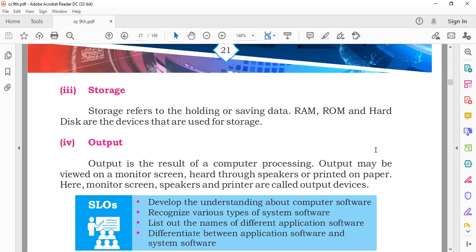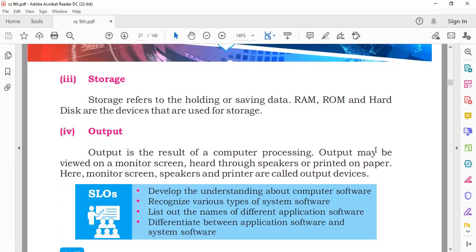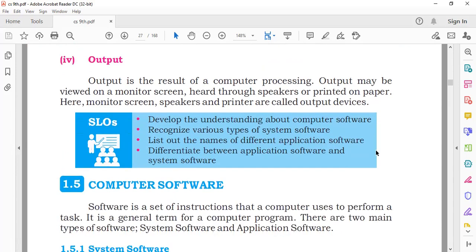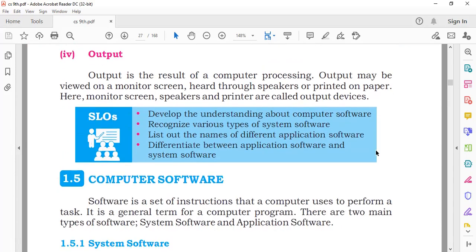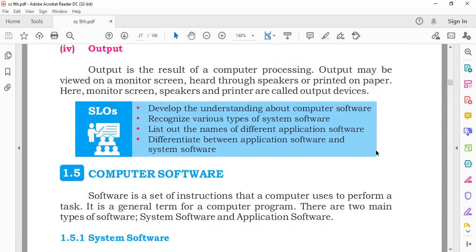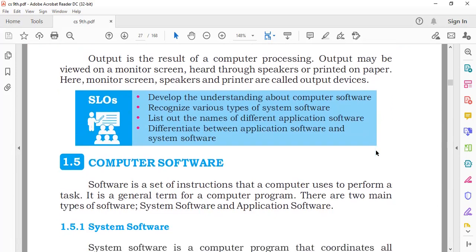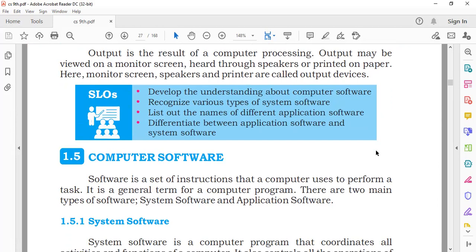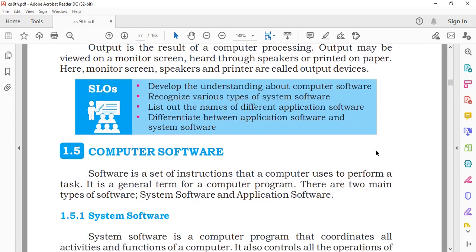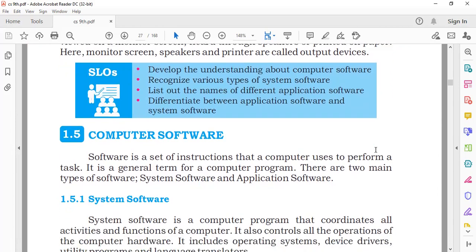So storage. Storage refers to holding or saving your data, and the RAM, ROM, and hard disk are the devices used for storage. Again, the output is coming. Output is the result of your processing, which you can get in the form of a soft copy or a hard copy. Output may be viewed on the monitor screen, heard through the speakers, or printed on paper. So monitor, screen, speaker, and printer are the output devices.